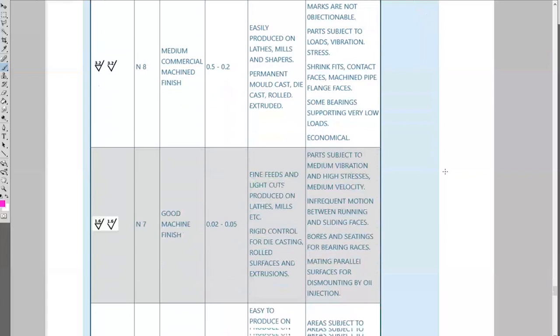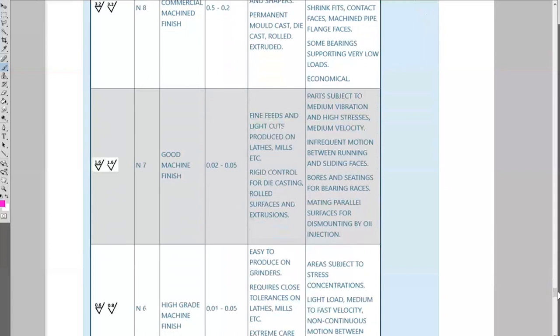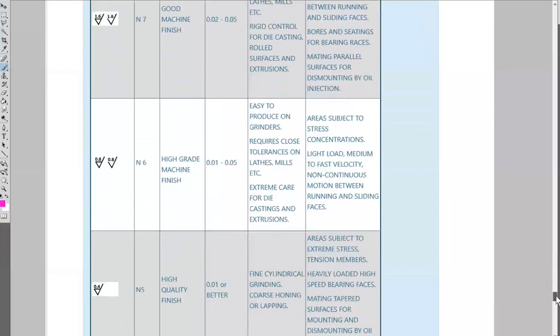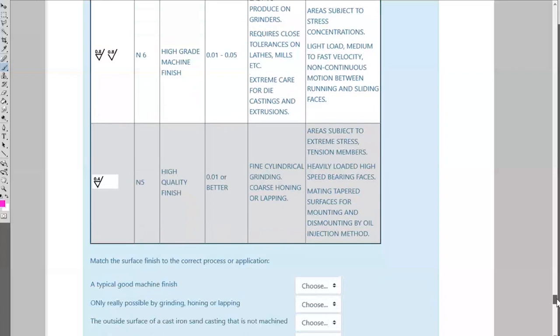This is an important surface that we're going to be mounting things on. We might be mounting bearings or something. 0.8 is okay. Now this is probably a running surface, like in the bearing or something. And 0.4 is about as good as you're going to get.